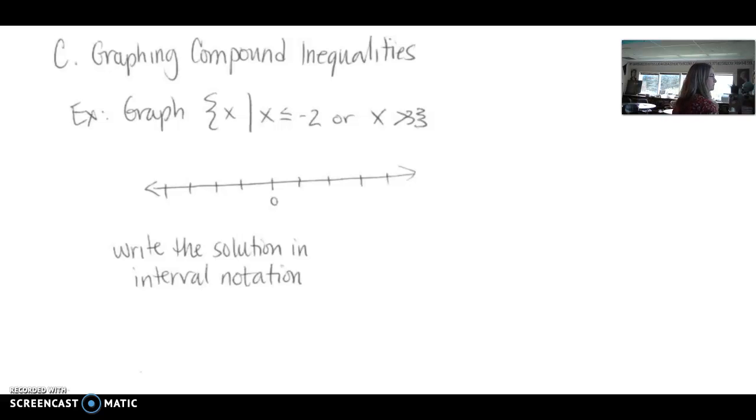Okay, I'm going to stop for now, and I'll make a second video with the next piece of this, which is on graphing compound inequalities. Previously we looked at graphing inequalities, and now we're going to look at compound inequalities in the next video.